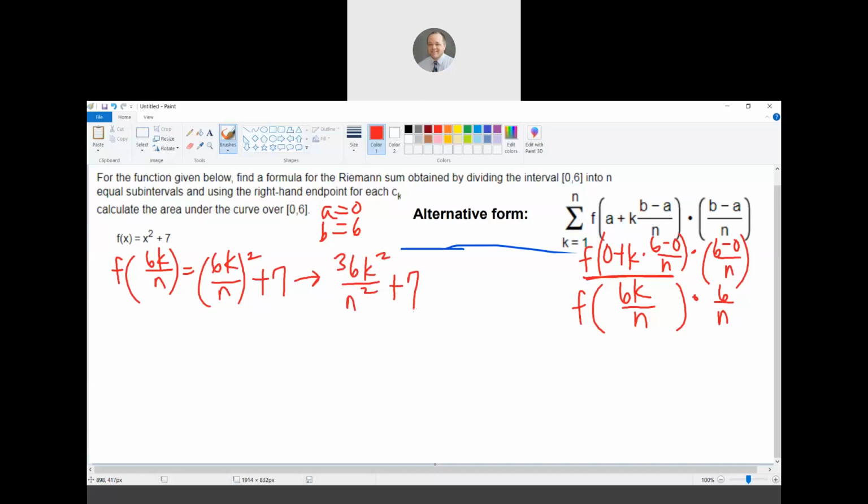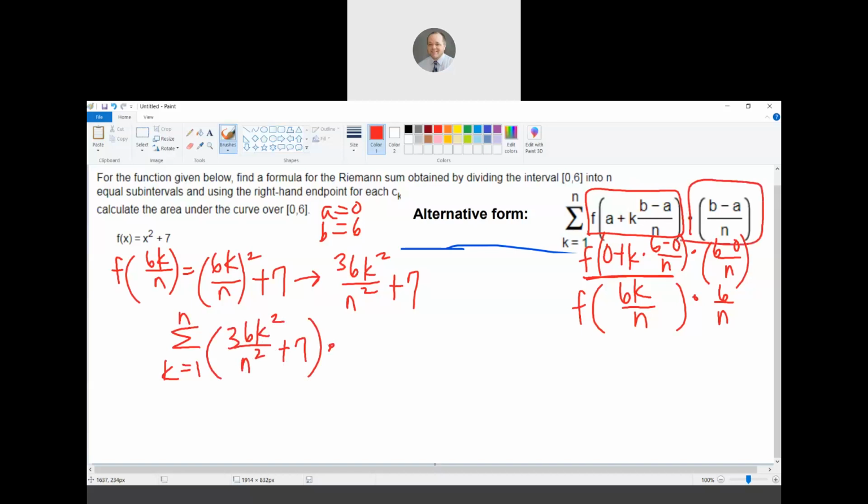Now let's plug everything into our alternate form. This part right here that I just boxed in is our 36k squared over n squared plus 7, times the b minus a over n, which is just 6 over n.